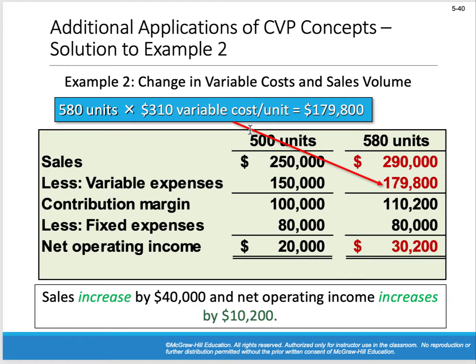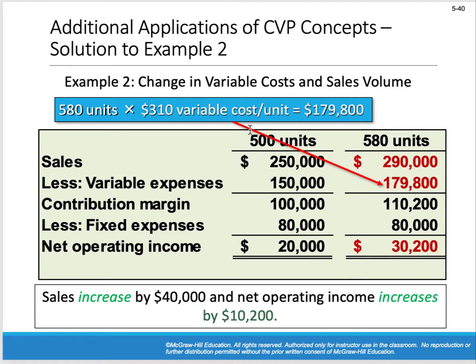Your production manager says, better ingredients, better pizza, Papa John's. You say, okay, what's that mean for us? You know what? Our per unit variable cost is going to increase by $10. Okay, but we're going to sell 80 more units. Okay, I think that sounds good. What's it mean to my bottom line?